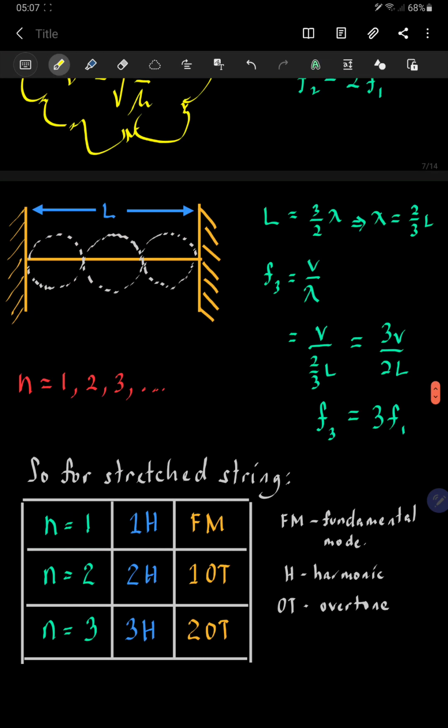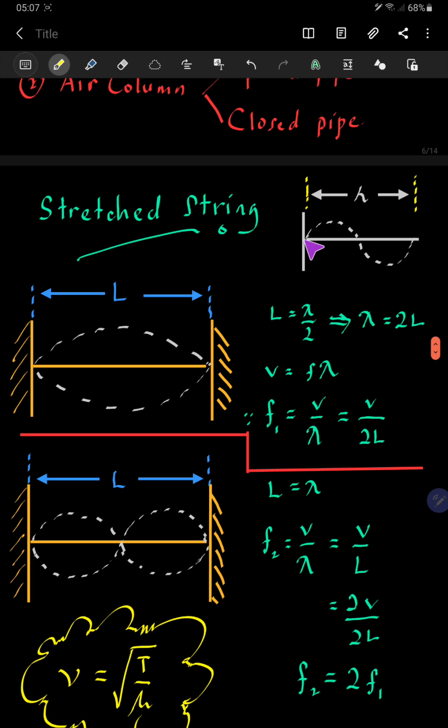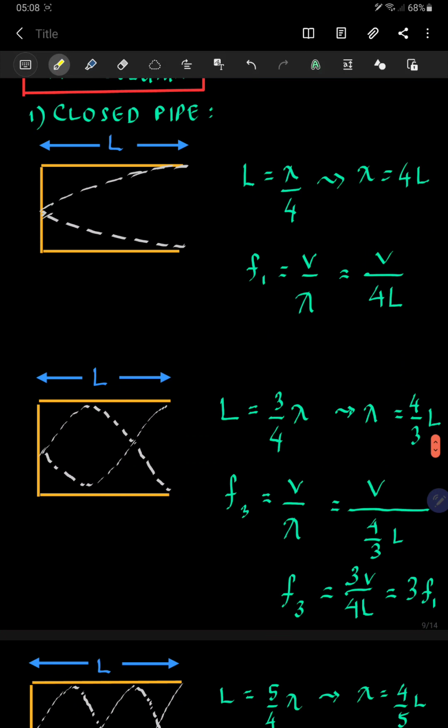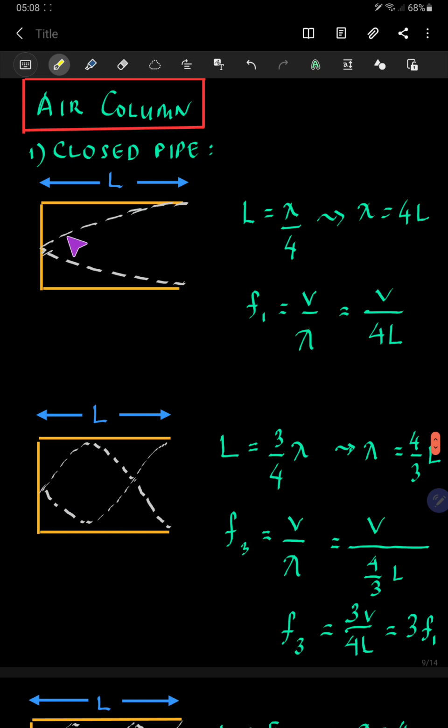Because according to this, this is one complete lambda. The pattern just now only goes until this point, isn't it? So this is quarter lambda, which is lambda over 4. So for the first part in a closed pipe, this one is quarter lambda. So L equals lambda over 4 or lambda equals 4L. Again, F equals V over lambda. So F1 equals V over 4L. So this is the basic equation of the closed pipe for the fundamental mode.